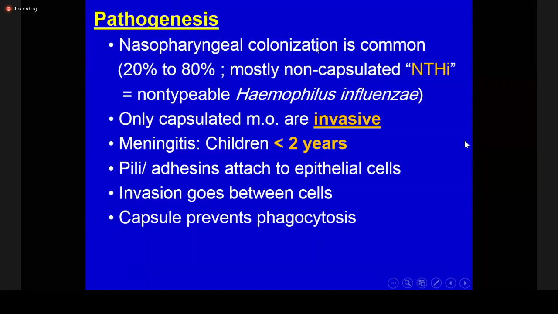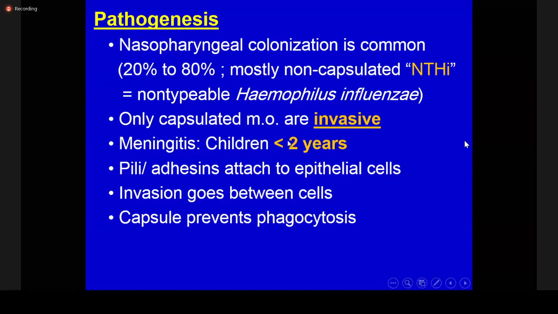Pathogenesis: the organism is present in the nasopharyngeal area. Some people are carriers for it, 20 to 80%. Most of them are non-capsulated, and we call them NTHI, non-typable Haemophilus influenzae. What is non-typable? It means they have no capsule. Typing means we do serotyping of the capsule, and we said we have 6 serotypes from A to F. So the carriers of Haemophilus are usually non-typable Haemophilus influenzae. Only capsulated microorganisms are invasive.